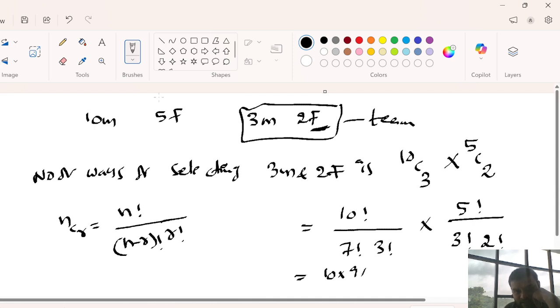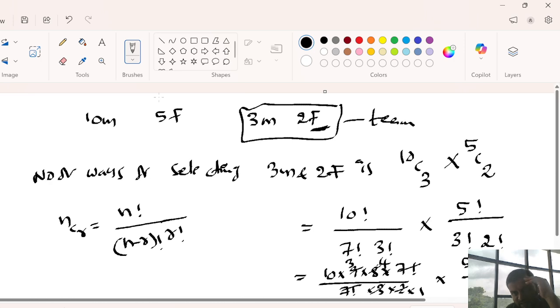10 into 9 into 8 into 7 factorial by 7 factorial into 3 into 2 into 1, that is 3 factorial. 7 factorial we cancel into 5 factorial. 5 into 4 into 3 factorial by 3 factorial into 2 into 1. 3 factorial cancels. 2 times will go, and 4 times it will go. 3 times it will go.